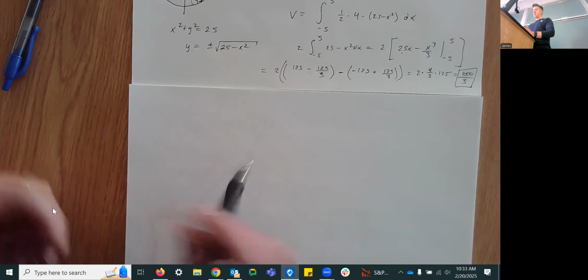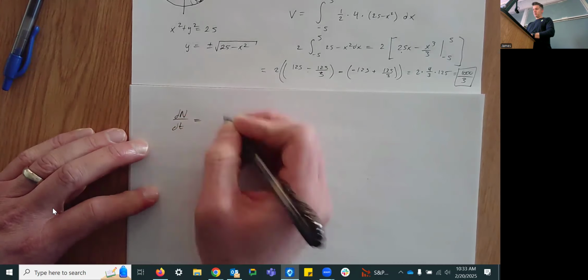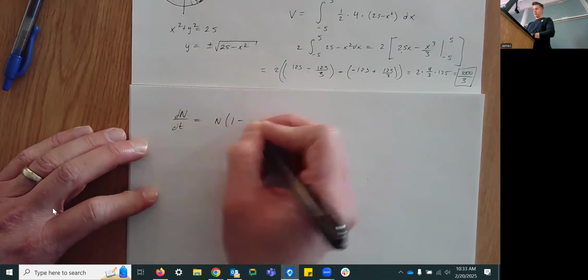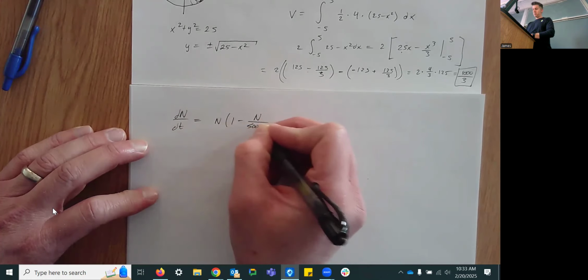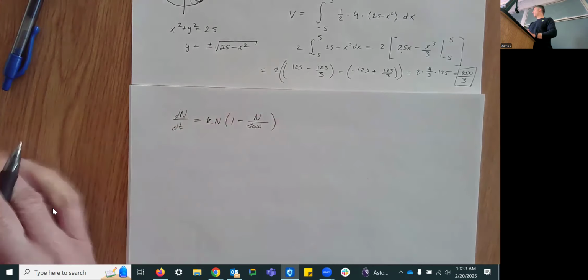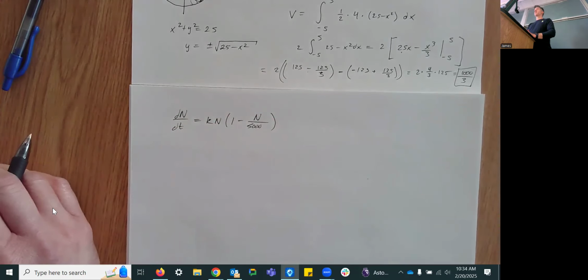My guess would be it's something like dN/dt is equal to N times 1 minus N over, you said 5,000? With the k out front, something like that. But then you would ask, what's the per capita growth rate? Sure, that's a good question. What is the per capita growth rate?